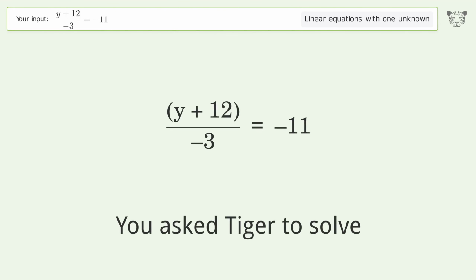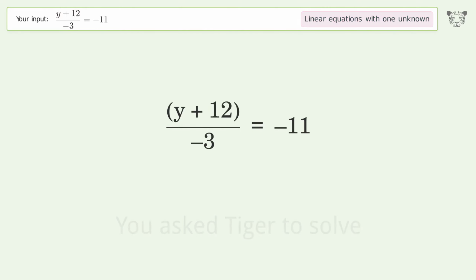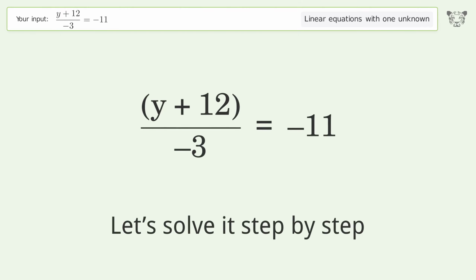You ask Tiger to solve. This deals with linear equations with one unknown. The final result is y=21. Let's solve it step by step.